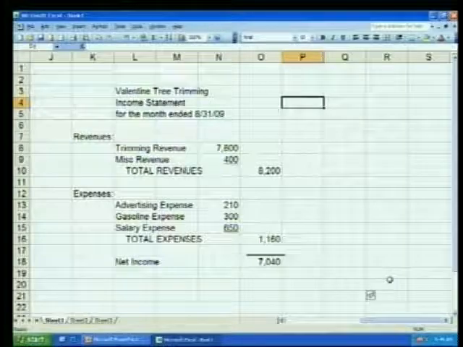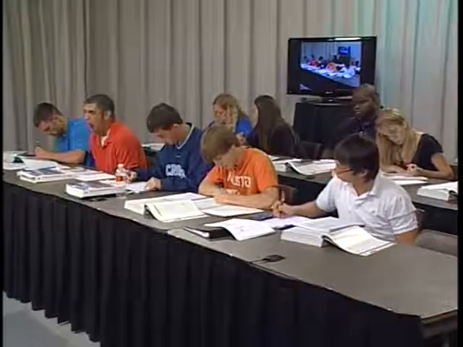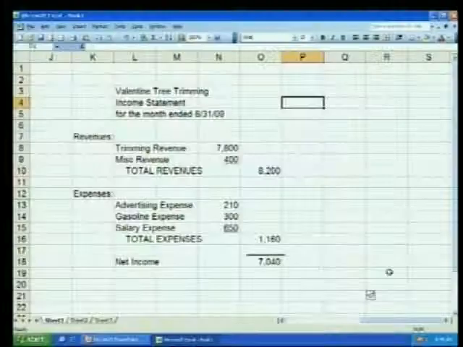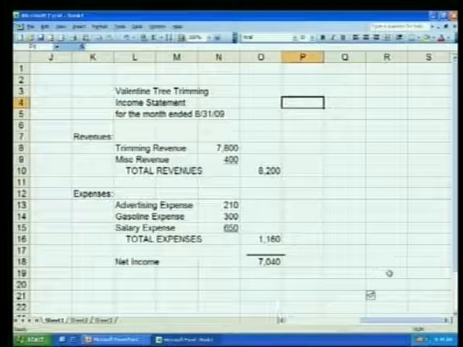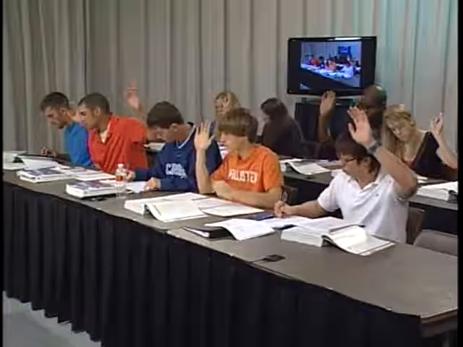You didn't try to stick unearned revenue on there, did you? Because that's a liability that goes on the balance sheet account, okay? But that is the answer to the income statement for Valentine Tree Trimming. How many people got that? Raise your hand. Okay, good.